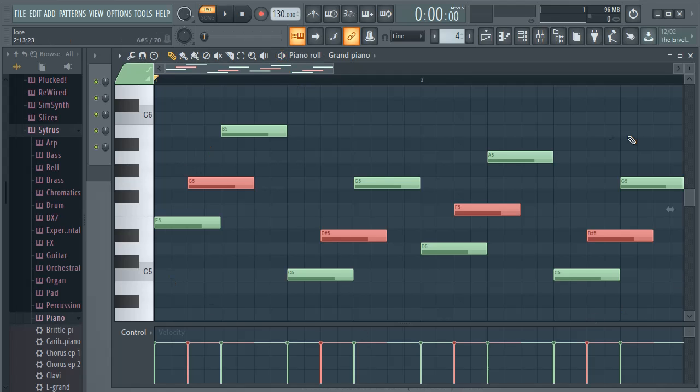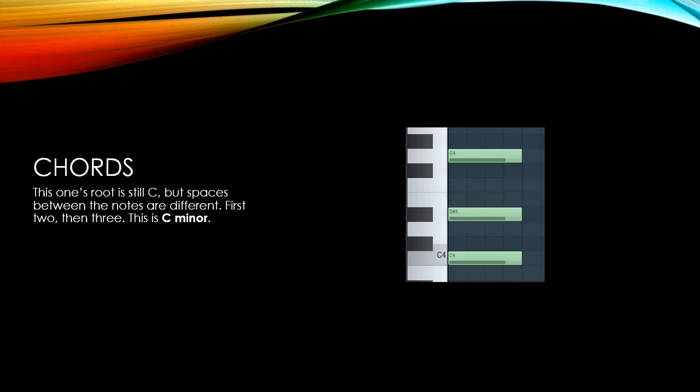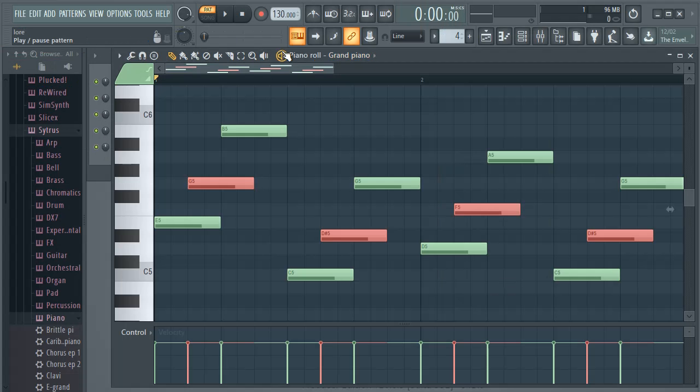Now, these chords changed from major to minor. Remember this difference? From major to minor. What does it mean in music? Well, let's listen. It's a completely different melody, right? Now let's move them up.